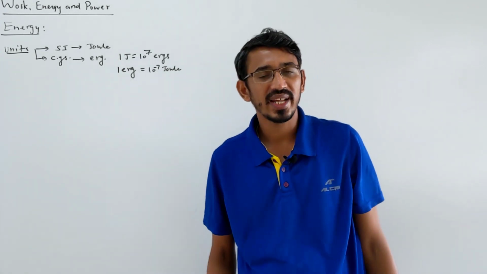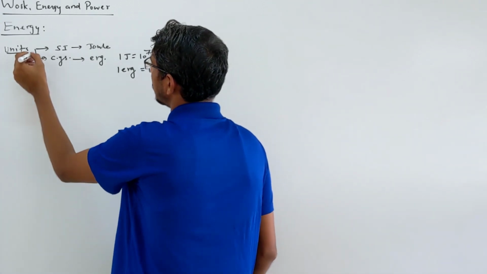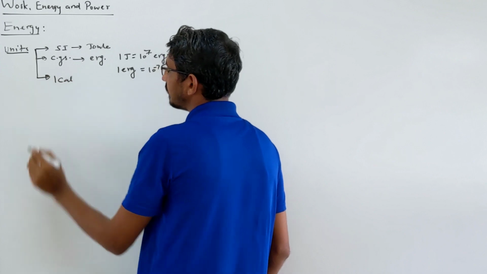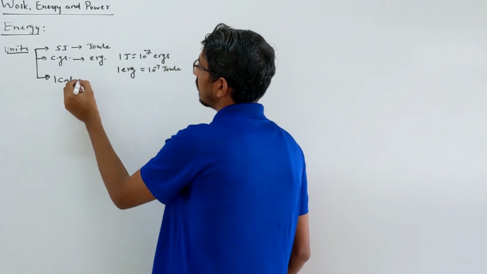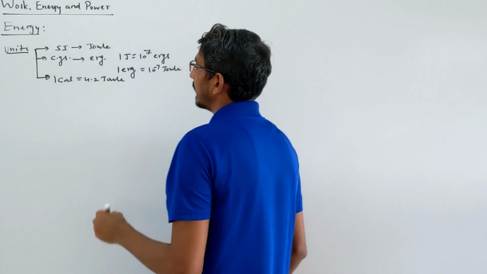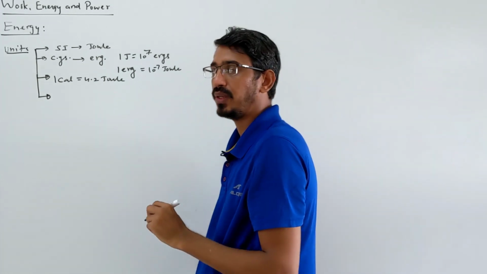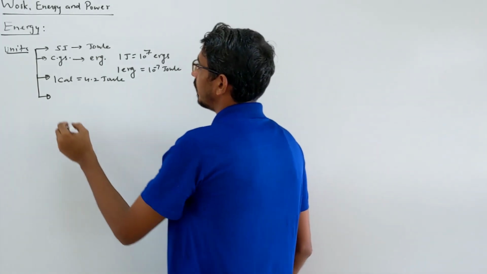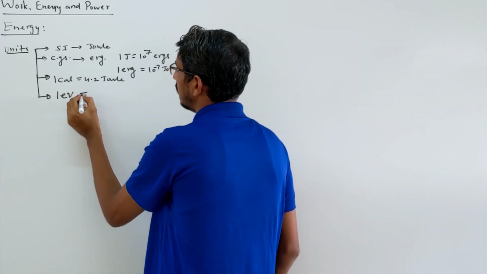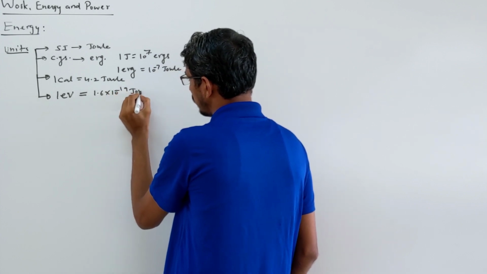Like Newton and dyne in CGS units, in the same way we have units for energy also. Apart from these, in some other chapters you will see other units. One practical unit we use is the calorie. 1 calorie is equal to 4.2 joule. We use it mainly in the thermodynamics chapter. Then when we go to modern physics, we will use the electron volt. 1 electron volt, a unit of energy, is equal to 1.6 into 10 power minus 19 joule.